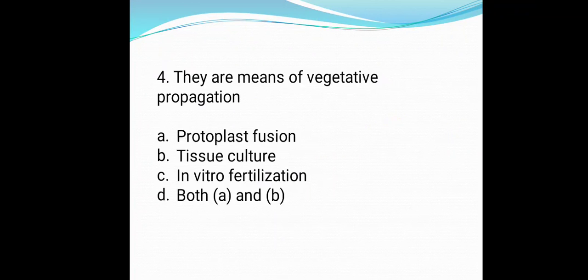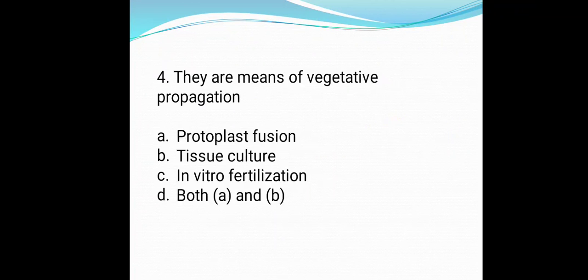They are means of vegetative propagation. So here we have four options. First one is protoplast fusion, second is tissue culture, third is in vitro fertilization, D is both A and B. So here vegetative reproduction or propagation means reproduction without the involvement of sex cells or gametes. The process of vegetative reproduction, we had studied, can be natural or artificial.